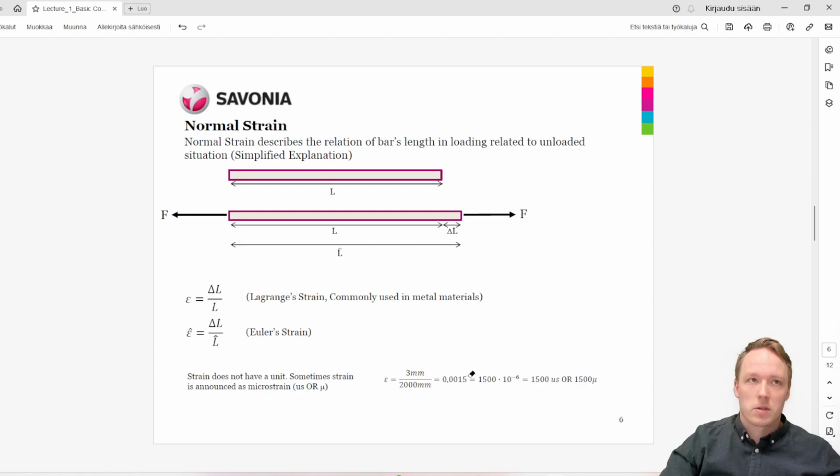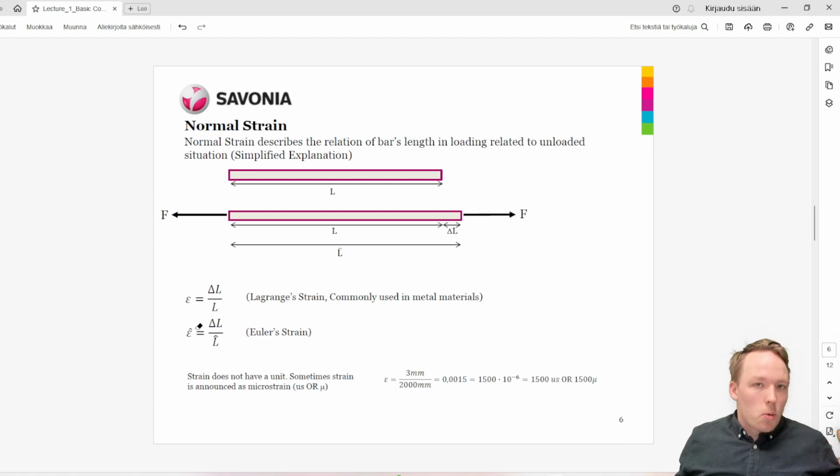Right? Quite simple. As you can see, the strain values which we will be talking about, especially when we're talking about steel materials or metals in general, will be really low, and hence quite often we use microstrain to get rid of the comma and instead have a number that is a little bigger. Here, the micro is 10 to the power minus 6. So you can see that 0.0015 will be 1500 microstrains.